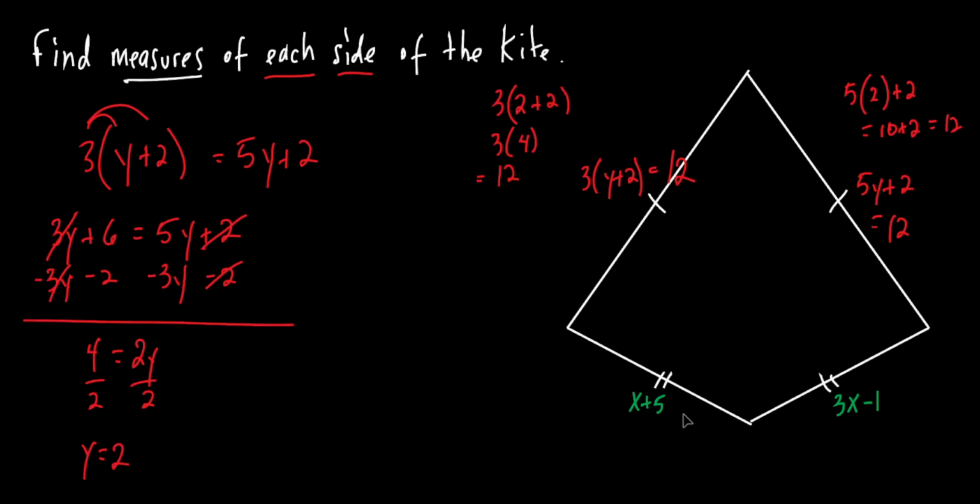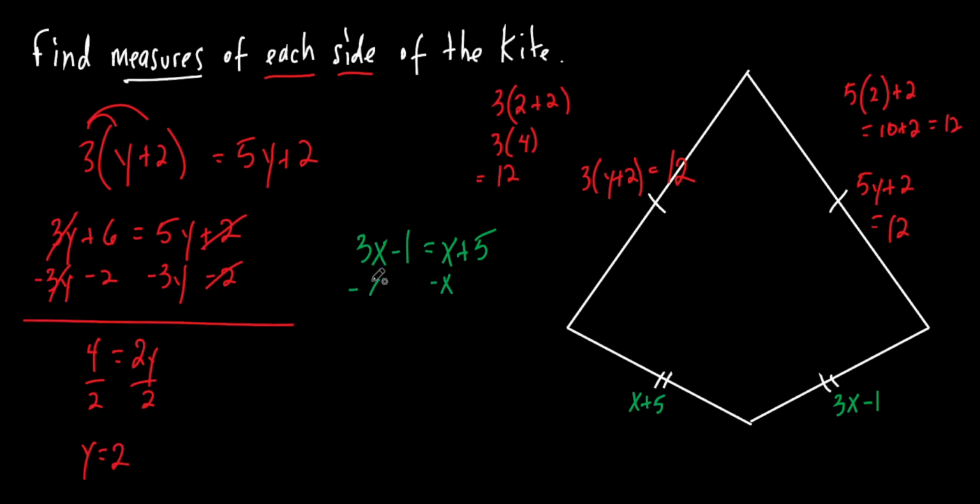All right, so what do we do here? What's true about those 2 green ones? They're equal to each other, aren't they? So let's set them equal. I'm going to put the bigger x first, though. Just makes it a little bit easier. So 3x minus 1 is equal to what? X plus 5. You got it. All right, so these 2 sides are equal. So you set them equal to each other. And now we can solve for x.